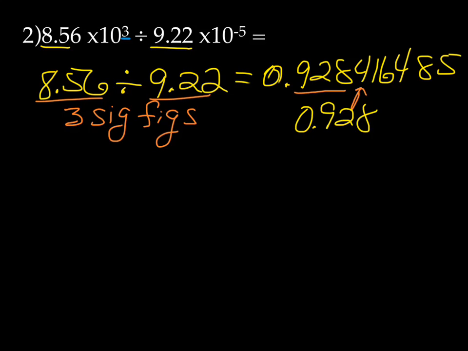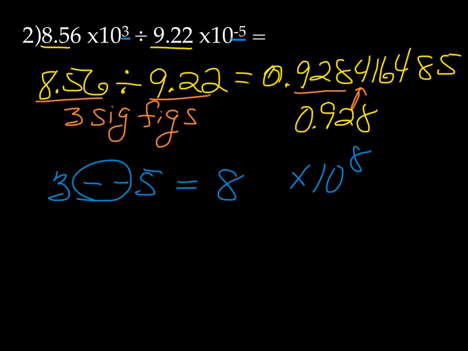Okay. Next is the exponents. We have 3 and the negative 5. So when we're dividing, we subtract exponents. So we're going to have 3 minus negative 5. Okay, so when you have a minus and minus, what do you do? You add them, right? So we end up with 8. So our exponent is times 10 to the 8th. All right, we put the answers together. We get 0.928 times 10 to the 8th.